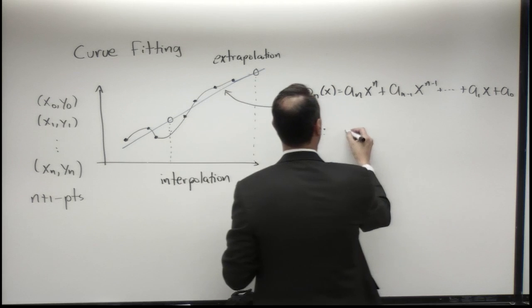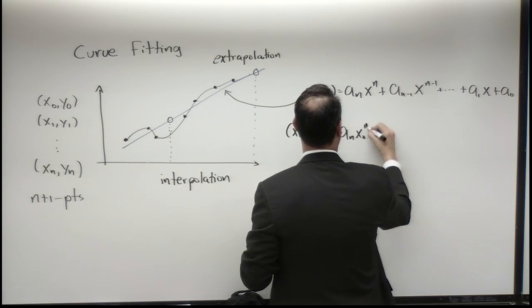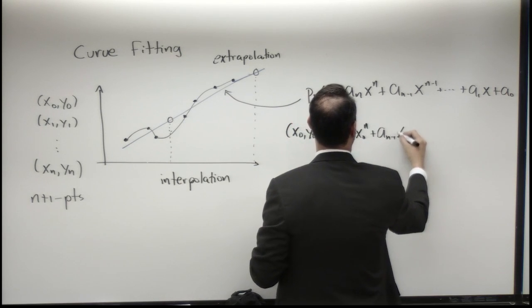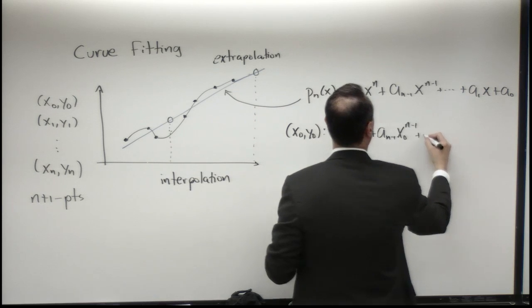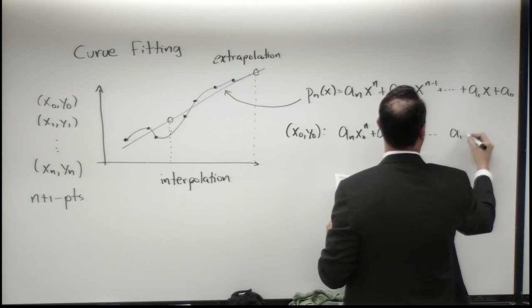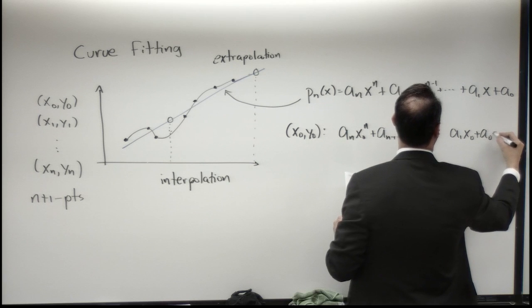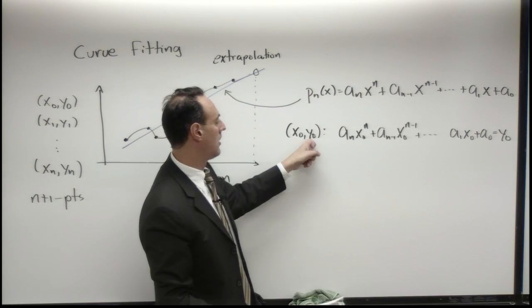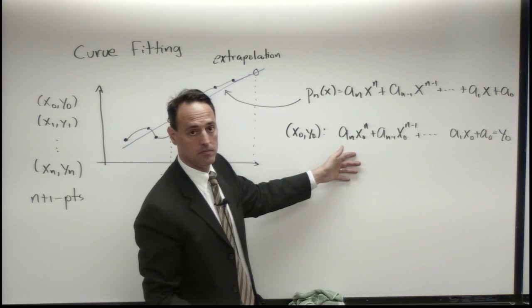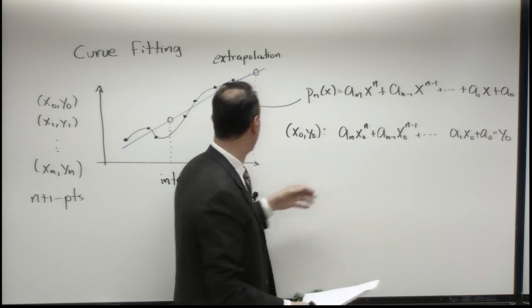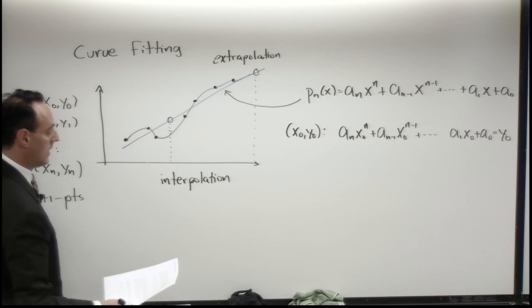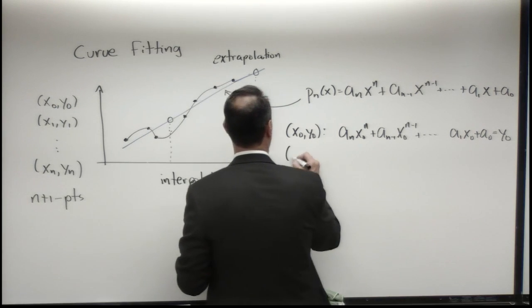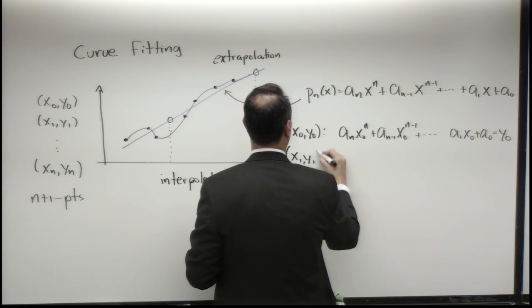If I want it to go through, then what happens? You get a_n x0 to the n, plus a_(n-1) x0 to the n minus 1, all the way to a1 x0 plus a0. And what's it equal to? y0. For the x0 value you get y0 out. So there's one equation for that data point.